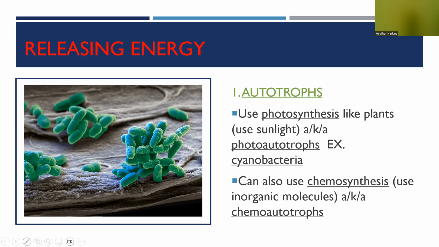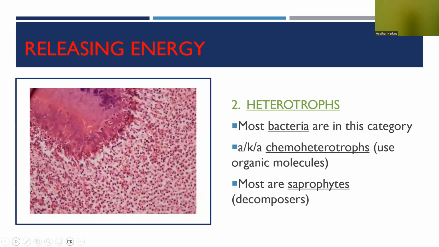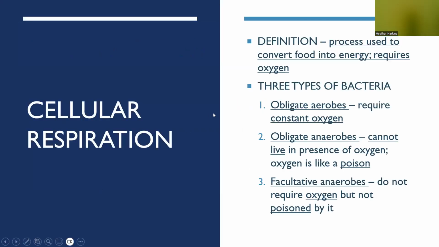Okay, the next one is our heterotrophs, which don't make their own food, they have to eat other things. So most bacteria falls into this category, and they are also known as chemoheterotrophs. But they use organic molecules, and most in this category are saprophytes, which are decomposers of items. Okay, let me move this out of your way.